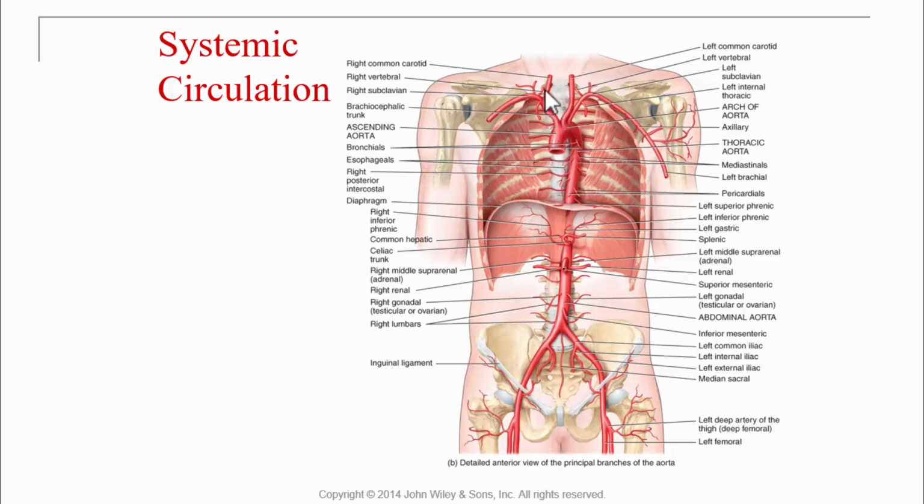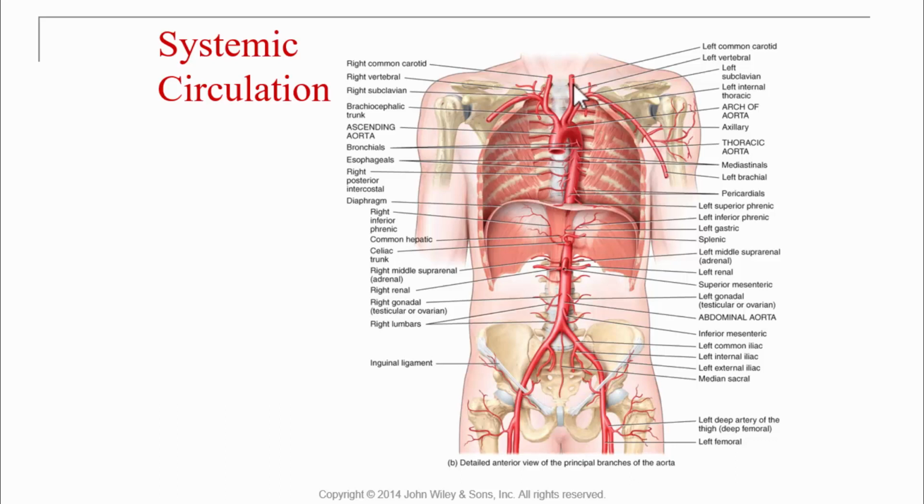From that, we have a branch that goes up to the head, and that's going to be the right common carotid. The right subclavian continues on from there, and coming off of that is going to be the right vertebral artery. Going to the other side, we have the left common carotid artery coming off of the aortic arch, and then the left subclavian artery. And also coming off the left subclavian artery is the left vertebral artery.